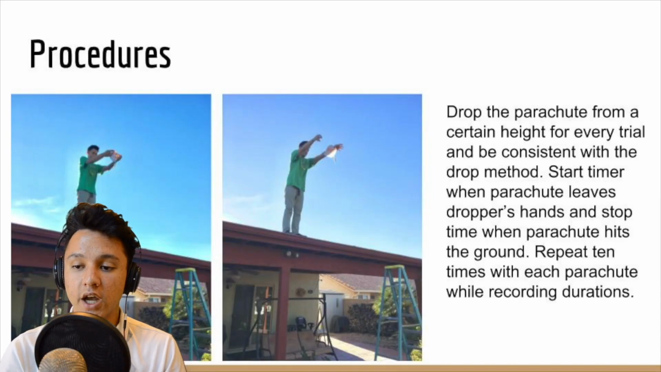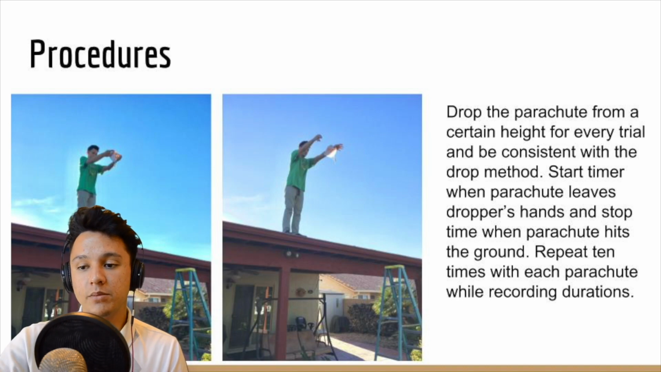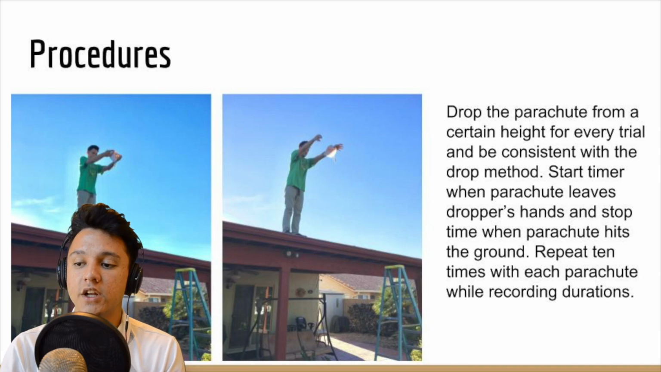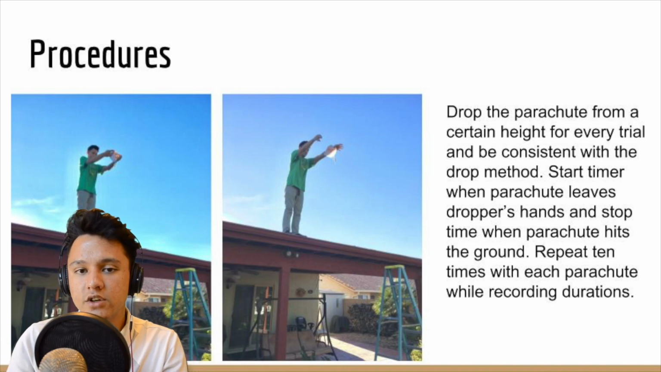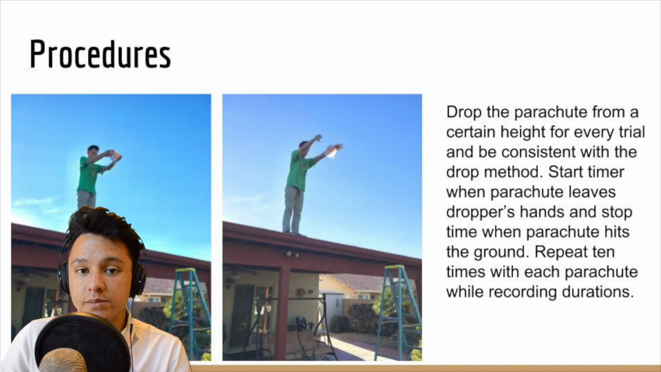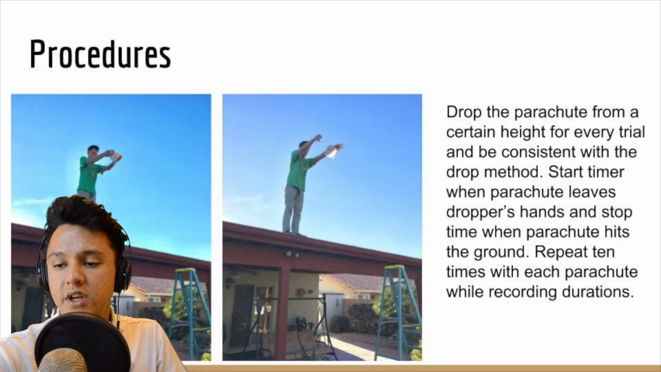And then we just went to a high place, the ramada of my house, and then we dropped the parachute. You want enough height for the parachute to fall, so you can see if there's a huge difference in the fall times. Because if you're just standing and let it go, it may not fall long enough. So you want to make sure it's at a considerable height. I just did arm's length, basically, and that's how we held the height consistent, and then we just repeated that 10 times.